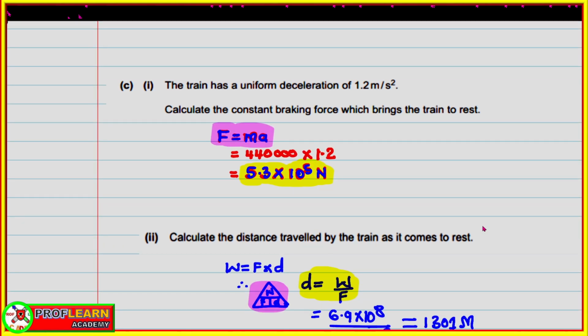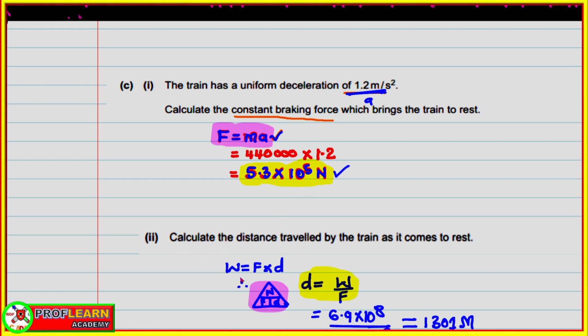Part C, you are supposed to calculate the constant braking force. And since there was a uniform deceleration, then we can use the formula force is equal to mass times acceleration. Now, in this case, our acceleration is the deceleration, which we have here, and the mass of the train was 440,000. So if you work it out, you're going to get the force that was stopping this train to be 5.3 times 10 raised to power 5.